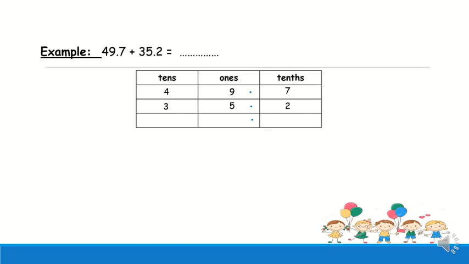I start adding from the tenths column. 7 plus 2 is 9. 9 plus 5 is 14. It's double digit, so I put 4 down and I carry 1 at the top of the tenths. 1 plus 4 is 5. 5 plus 3 is 8. The answer is 84.9.